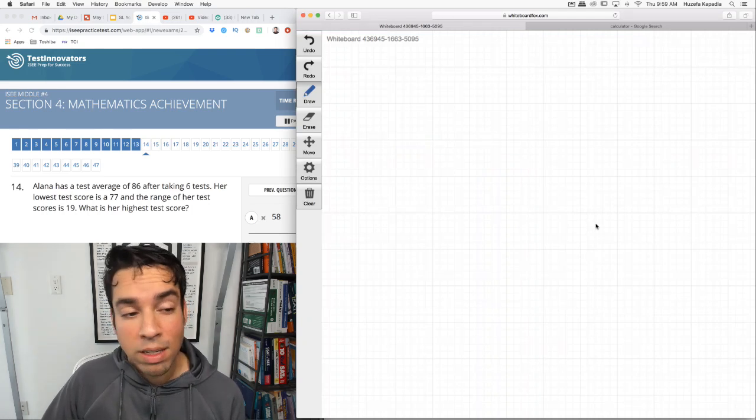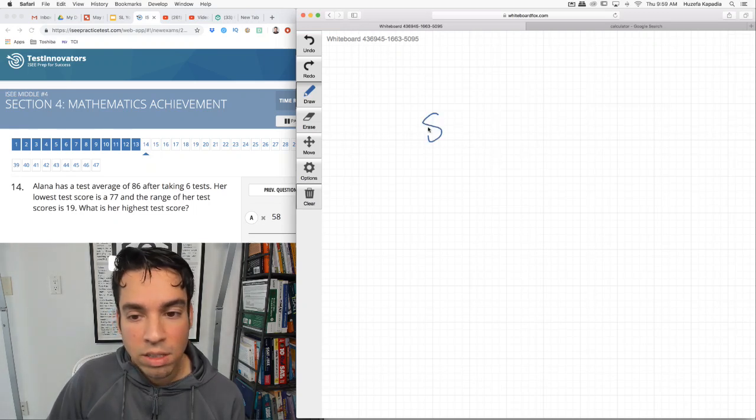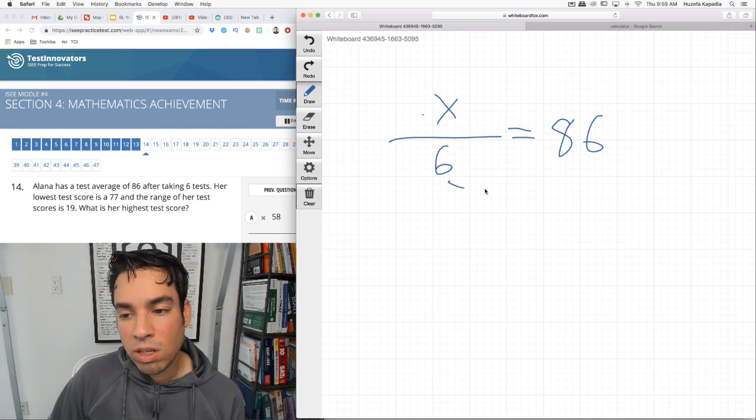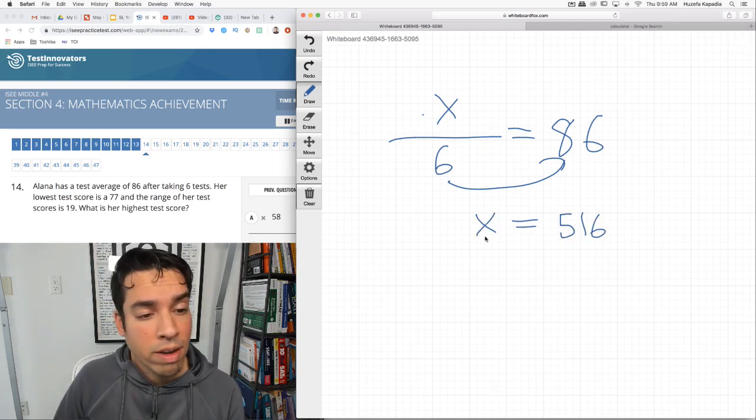That's called dependent events, by the way, where the first event affects the second event. Alana has a test average of 86 after taking 6 tests. Sorry, I'm going to set it up so she has a mean of 86. We don't know what her total is after taking 6 tests. We can calculate this by multiplying both sides by 6. 480 plus 36 is 516. So the total, all 6 tests added up, is 516.